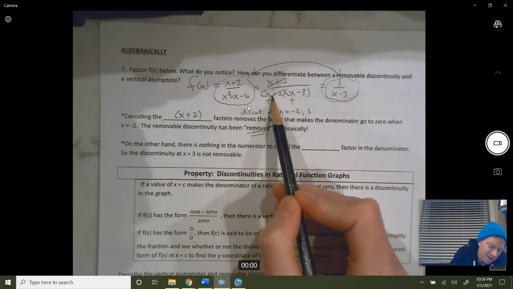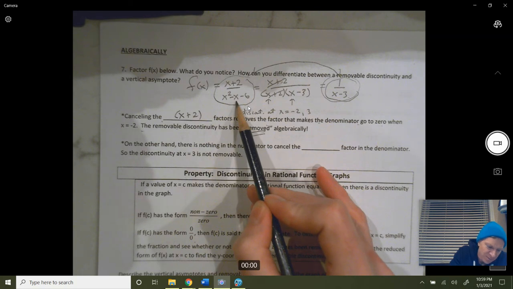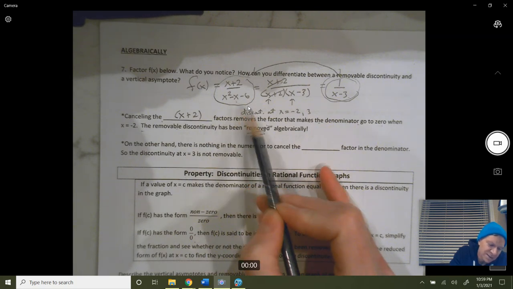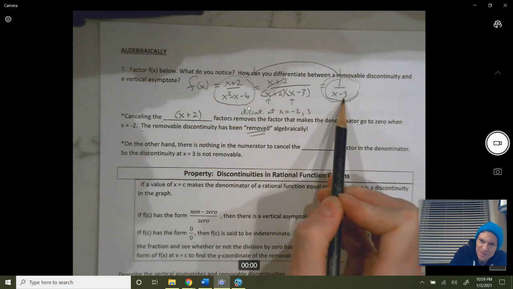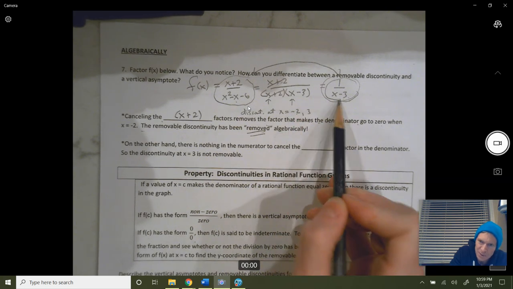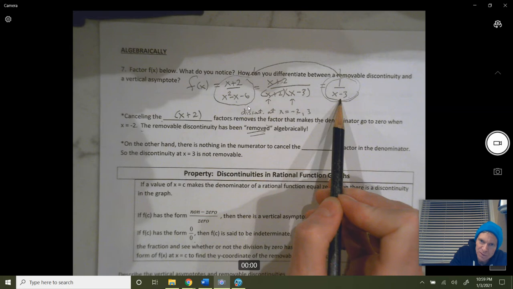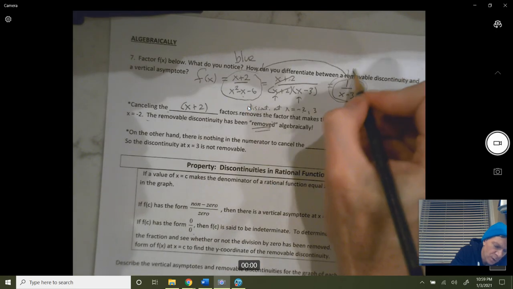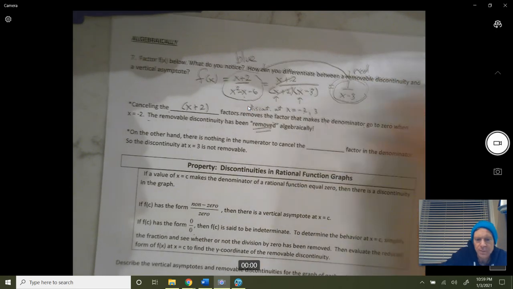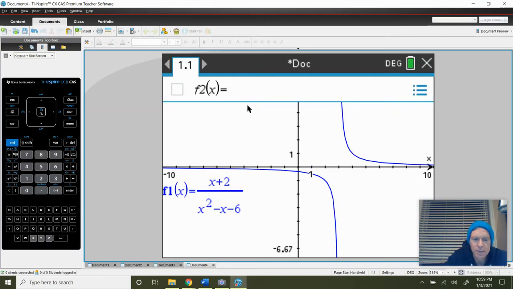The difference is in this version, our function's not defined. There's a discontinuity when x is -2. In this function, x equals -2 is not a problem. It doesn't make your denominator 0. So let's compare the two. This one I'm going to do in blue. This one I'm going to do in red. It just automatically puts the next one in red.